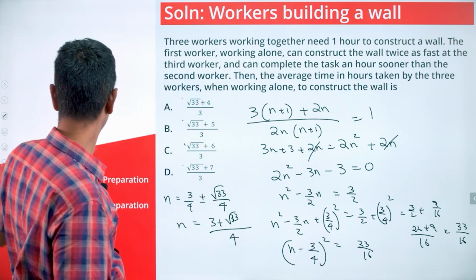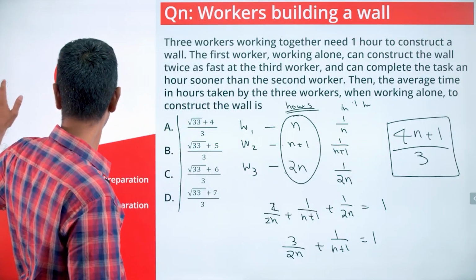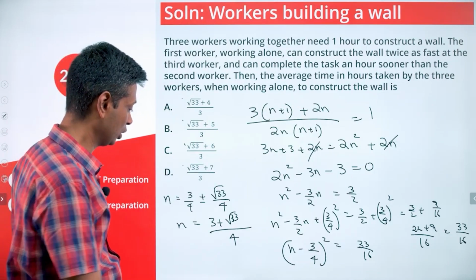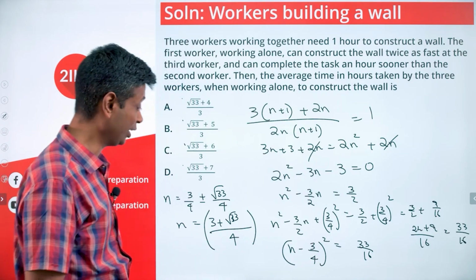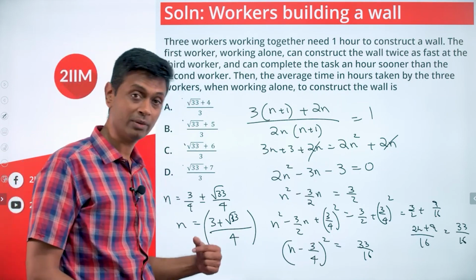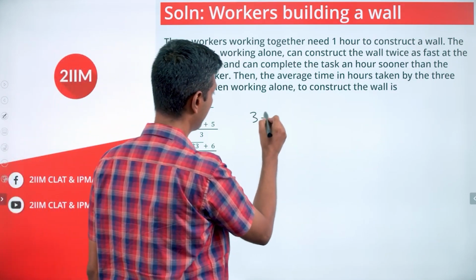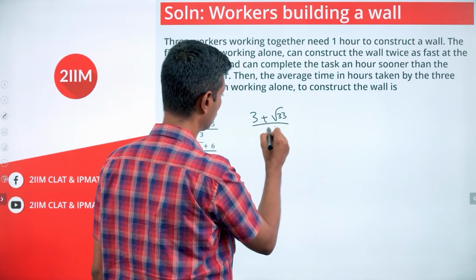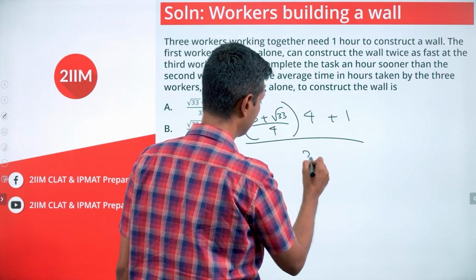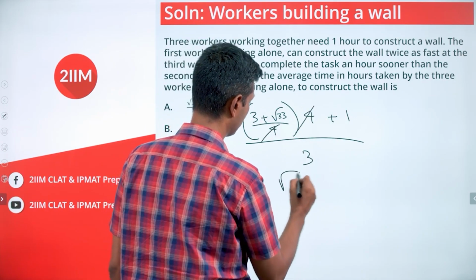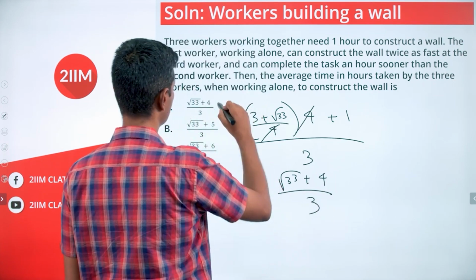We want to find the average of those three things. We want to find (4n plus 1) by 3, which is good. So (4n plus 1) by 3. So this into 4 plus 1 by 3 into 4 is lovely because the 4 will get cancelled. So I'm going to simplify that. 3 plus root 33 by 4. This is n into 4 plus 1 divided by 3. This goes off, or we have root 33 plus 4 by 3, which is this choice.